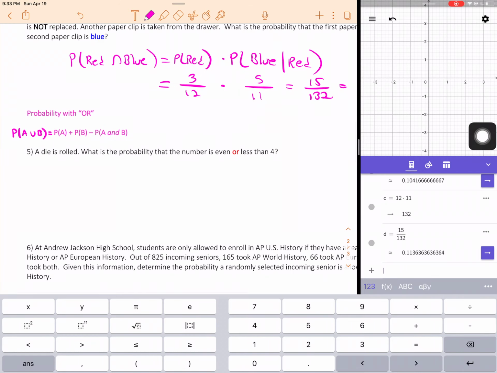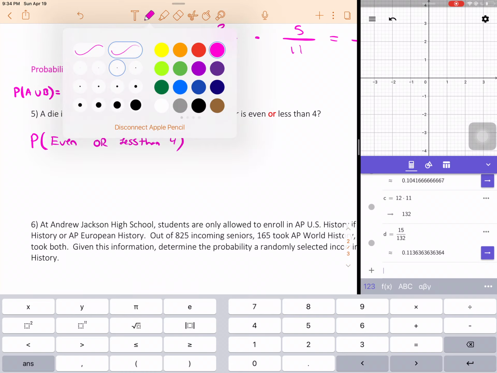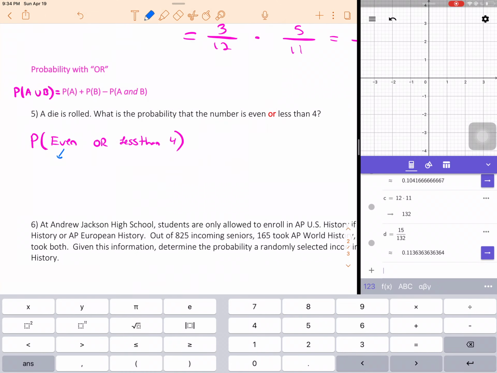So for example, a die is rolled. Remember, there's 6 numbers on a die. What is the probability the number is even or less than 4? Now be careful here, because watch: what are the even numbers on a die? 2, 4, and 6. So this is 3 out of 6. What numbers are less than 4? 3, 2, and 1, which is 3 out of 6.